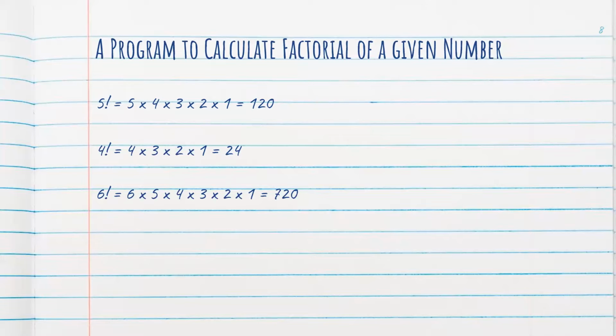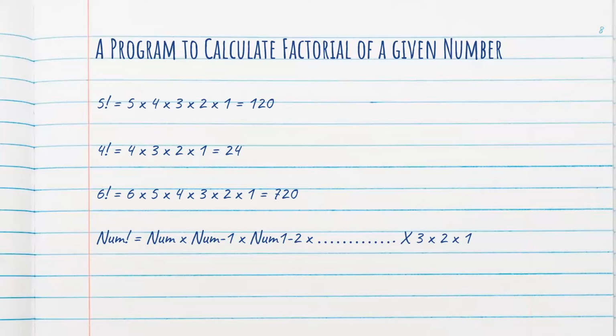And what if we have to calculate the factorial of a number that the user is going to enter? In that case, we are going to multiply the number with its preceding numbers up till 1. So first of all, you have to identify what is the starting point in every case. You can see in the case of 5, the starting point is going to be 5 and the ending point is going to be 1.